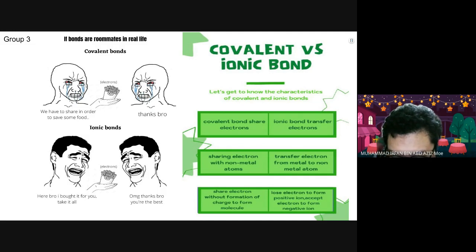Why ionic? Why can ionic conduct electricity? Okay, because of the attraction between positive and negative ions, because they have free moving electrons. Because the electrons move between them, they transfer, they don't share. If shared, they don't move. So transfer, it will move. Okay. But we know that water is a covalent bond.